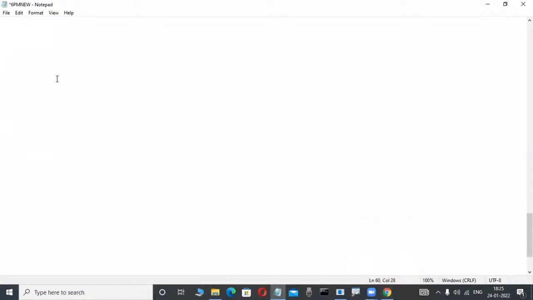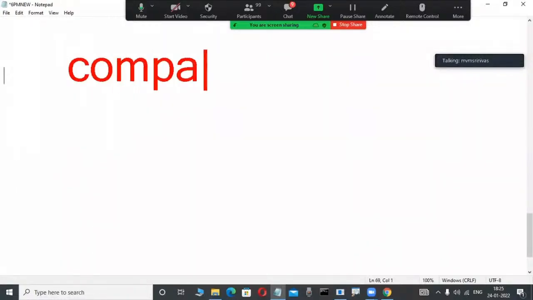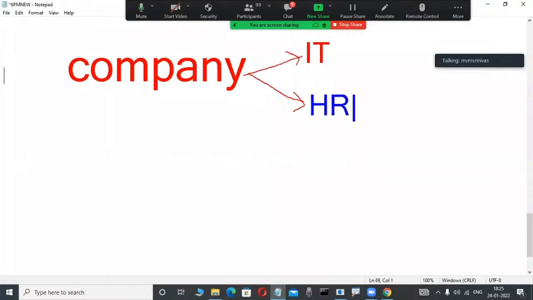For example, now check it out. Concentrate here. I'm telling a real-time scenario as an example. Suppose one company is there. Don't write it. Simple scenario. In this company, two departments are there, for your understanding. One company has so many departments, but two departments for example. IT is a department and HR is also a department.